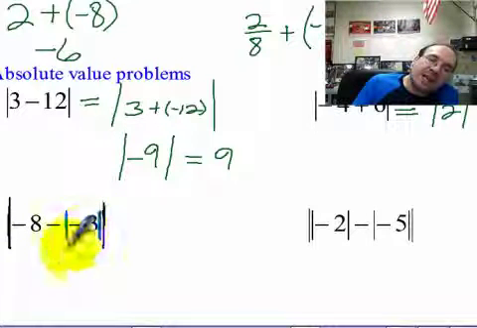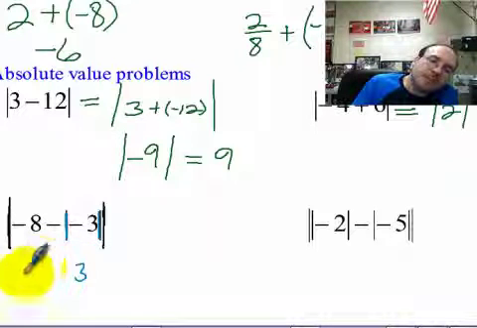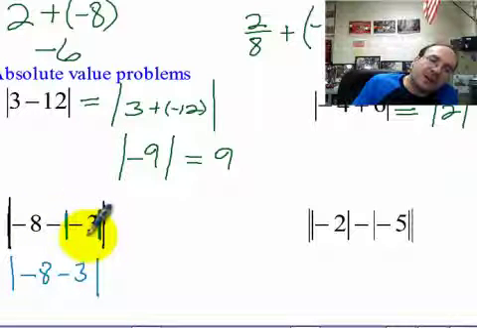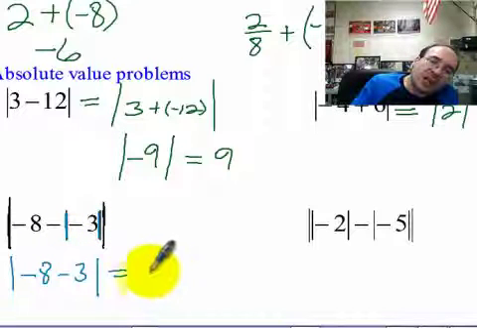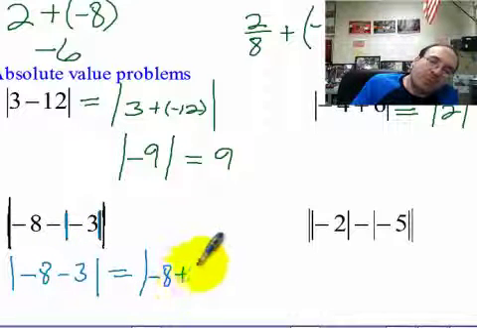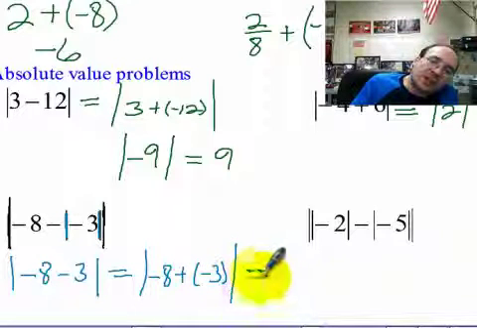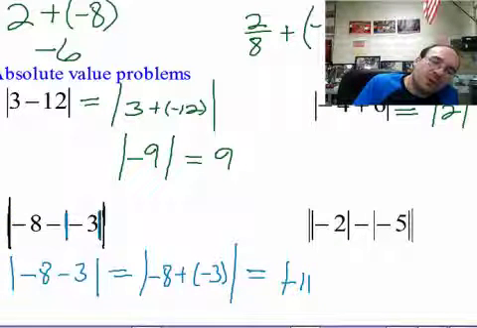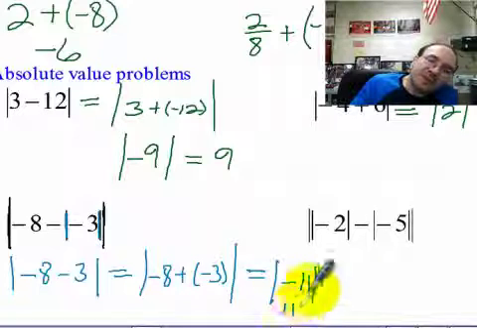So what I'm going to do instead is jump to the innermost absolute value, and where I have a negative 3, I'm just going to make it 3. So I have negative 8 minus 3. This absolute value is gone because this negative came down, this negative went away. And then I change this to addition, so I get negative 8 plus negative 3, which gives me negative 11. Whoa! Negative 11, and the absolute value of negative 11 is just 11.